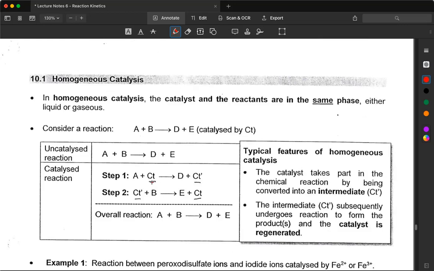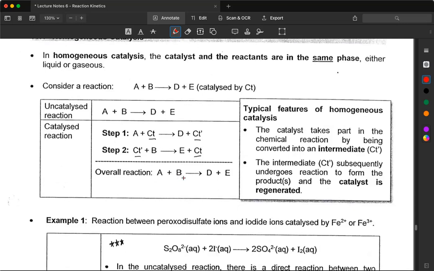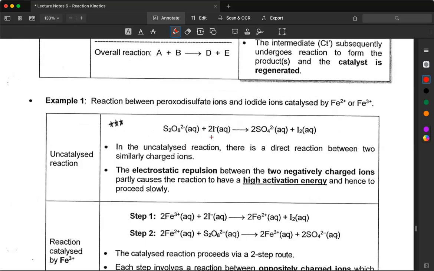So what does a catalyst do? CT represents the catalyst. You have the catalyst involved, but normally it will convert one of the reactants to an intermediate. Then the intermediate reacts with another reactant to form the product, and the catalyst is regenerated. And in the overall equation, as I mentioned just now, you won't see the catalyst or the intermediate. So one example is this one.